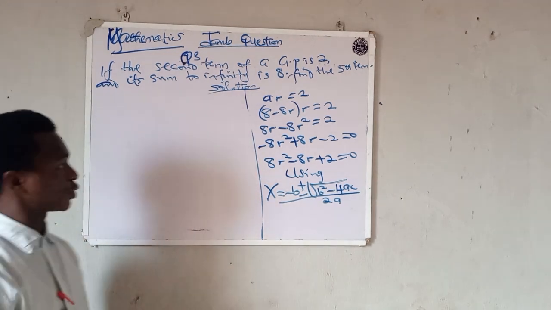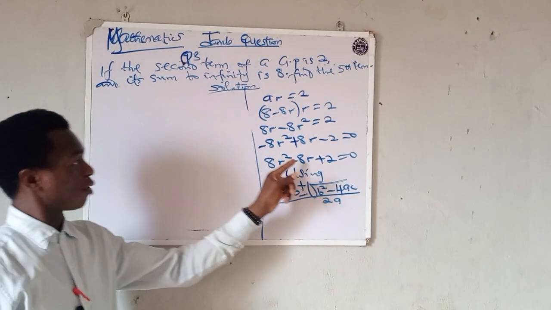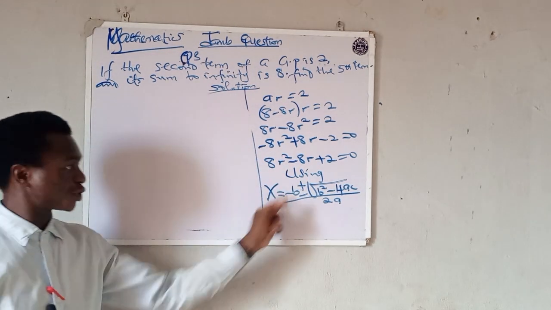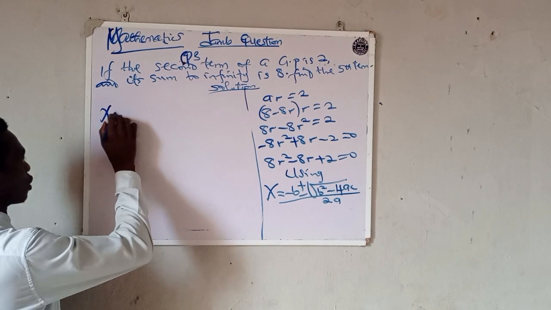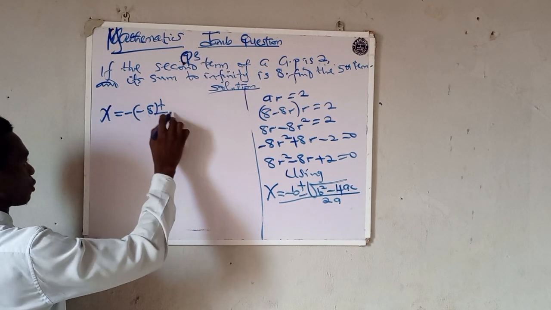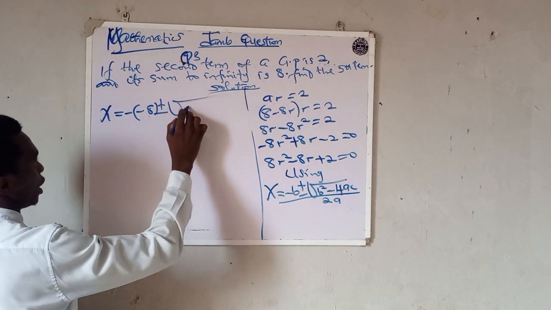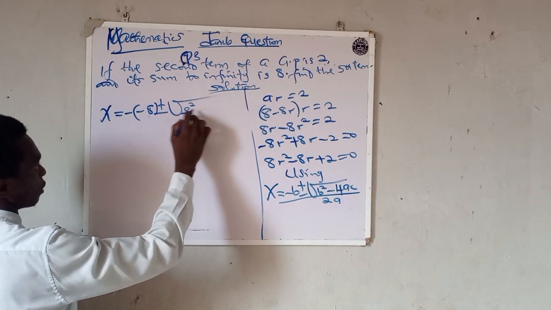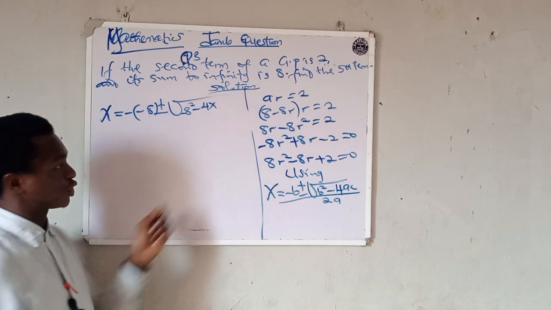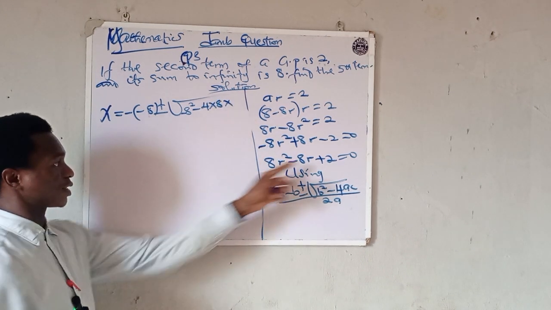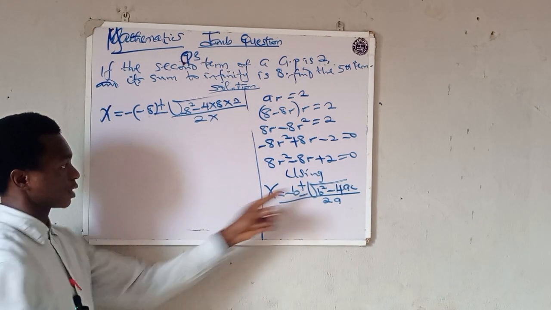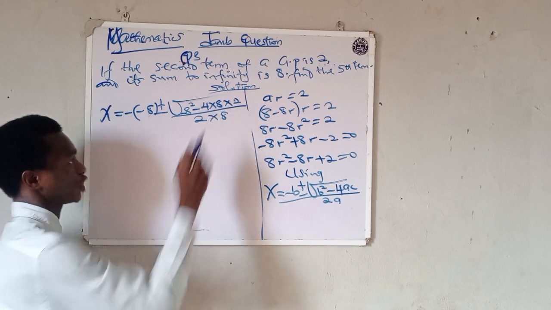Next, we substitute the values into the formula. Remember, our b from the equation is minus 8, so put minus 8 where you see b. Our x will be equal to minus minus 8 plus or minus the square root of minus 8 squared minus 4 times our a, which is 8, times our c, which is 2, all over 2 times our a, which is 8.